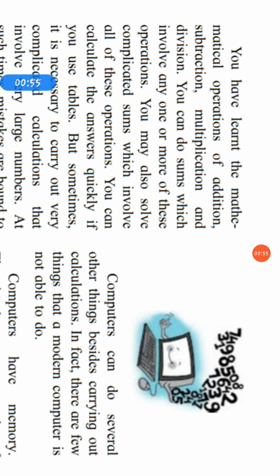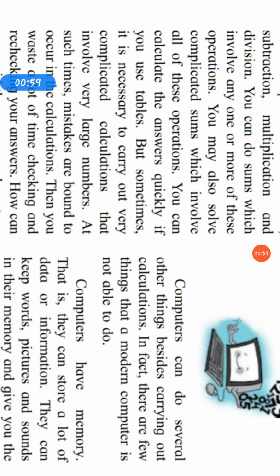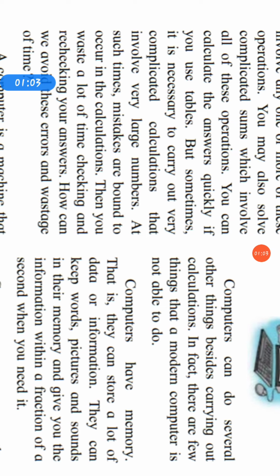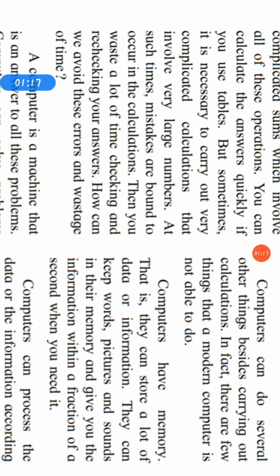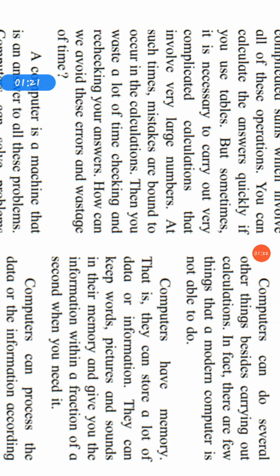You can calculate the answers quickly if you use tables, but sometimes it is necessary to carry out very complicated calculations that involve very large numbers. At such times, mistakes are bound to occur in the calculations. Then you waste a lot of time checking and rechecking your answer. How can we avoid this error and wastage of time?